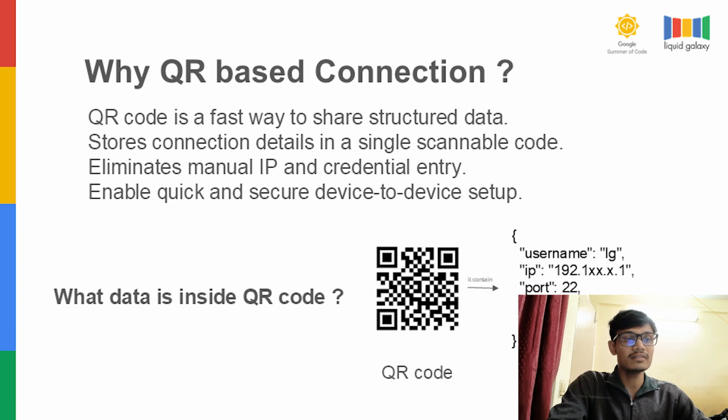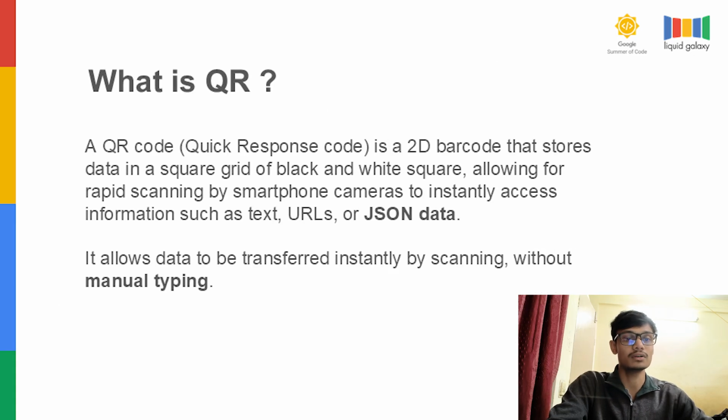Before going into why we use QR based connection, let's see what a QR code is. A QR code, quick response code, is a 2D barcode that stores data in a square grid of black and white squares, allowing rapid scanning by a smartphone camera to instantly access information such as text, URL, or JSON data. It allows data to transfer instantaneously by scanning, without manual typing. In our daily life, we are very familiar with the QR code, so there is not much need to explain it.